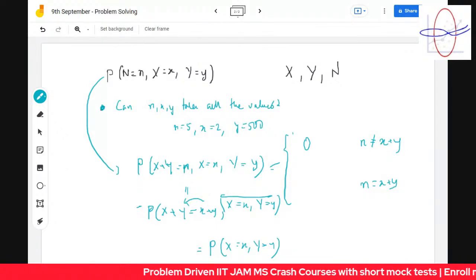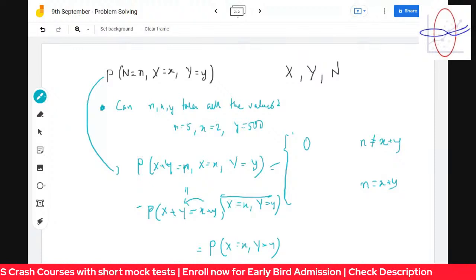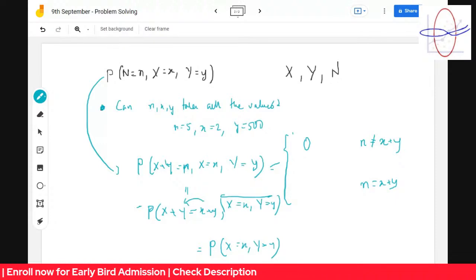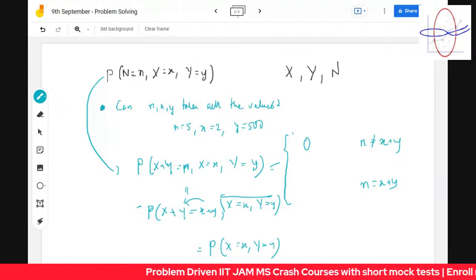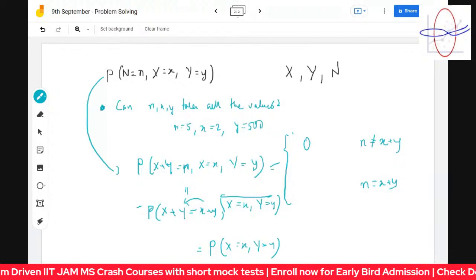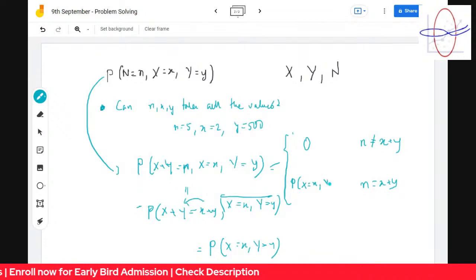So if you fix x and y, automatically n is fixed, right? All of you agree with this or not, guys? Did you understand this? Yeah, you're right, Debarshi. But I'm just fixing n on x and y, so you're also right. All of you understood this? Therefore, we get this is equal to probability x is equal to x and y is equal to y. Why am I trying to do this?